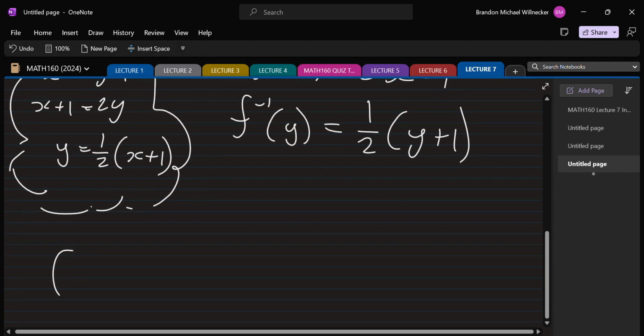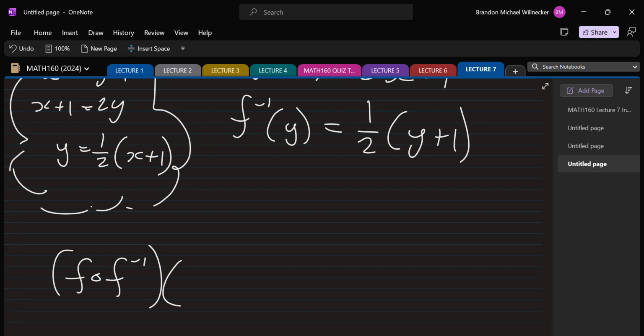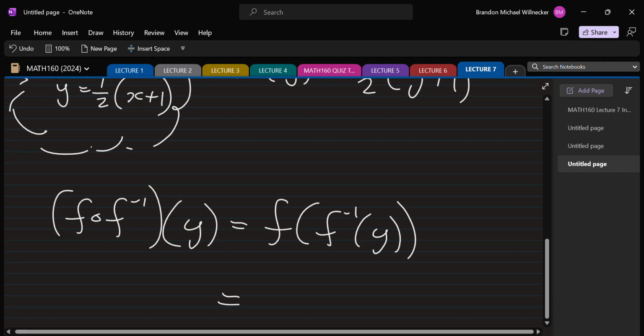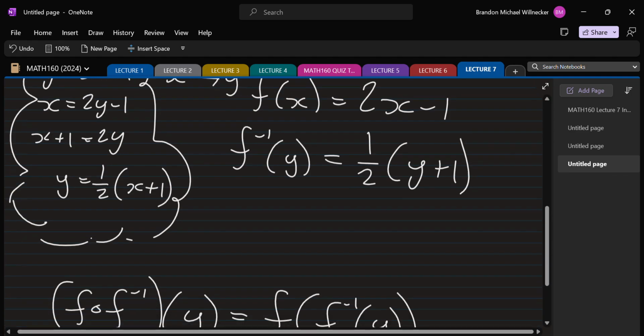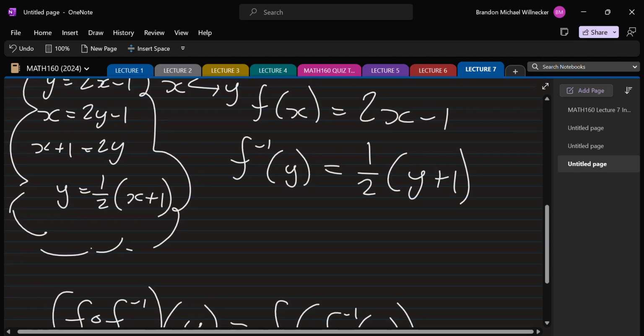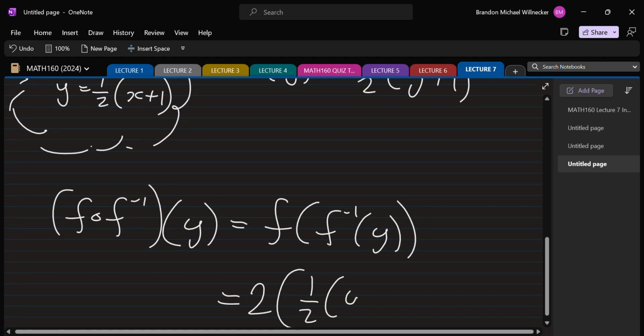Let's do f of f inverse. What is this going to eat up? Remember composition. This eats up the thing, and that eats up the result. f inverse eats up what? X or Y? Y. It's given at the top. f inverse eats up y. So this is going to be f of f inverse of y. We take f, and inside f we put f inverse of y. What's f? That's 2x minus 1. So inside that we put 1/2 y plus 1.